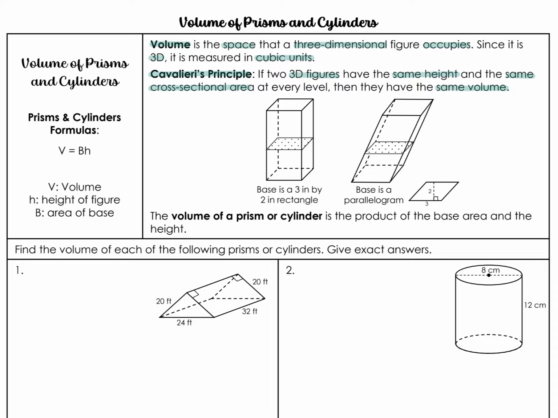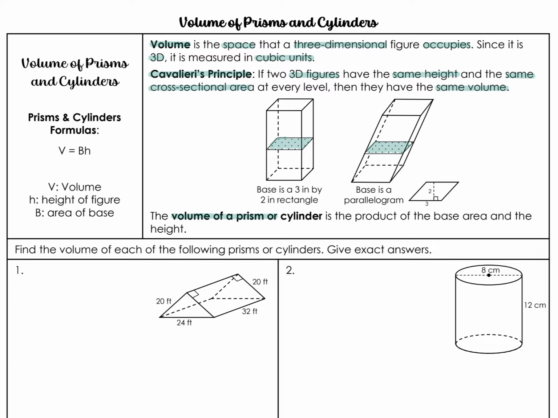So in this first picture here, we have a base that is a rectangle that is 3 by 2 inches. And so the area of that base is going to be 6 inches squared. And in our second one, the base is going to be a parallelogram with a height of 2 and a base of 3. So that 3 times 2 is going to give me 6, the same area I had with my rectangle. So since they have the same height, we should have the same volume in the end.